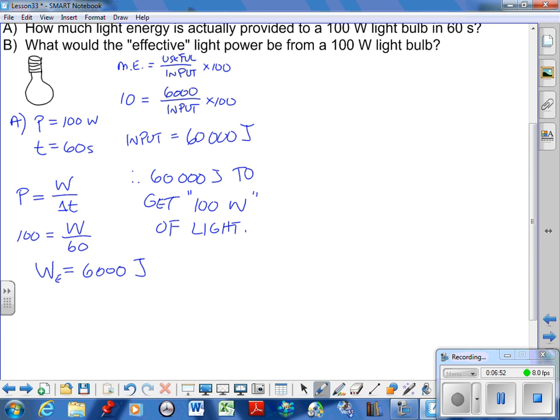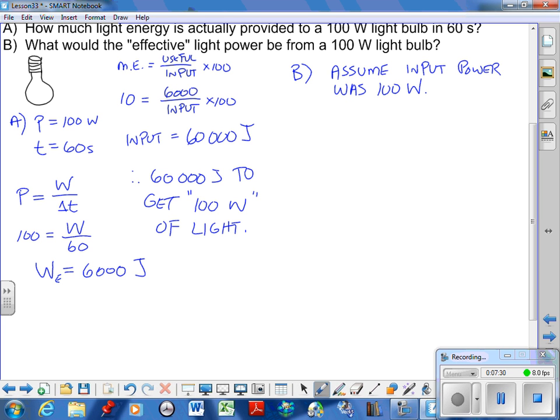What would the effective light power be from a 100 watt light bulb? So I think I maybe went about this a little bit wrong when I was doing my calculations. So I'll do this the other way then. So assume the input power was 100 watts. Let's say that the light bulb received 100 watts of power. So what is the effective light power here?